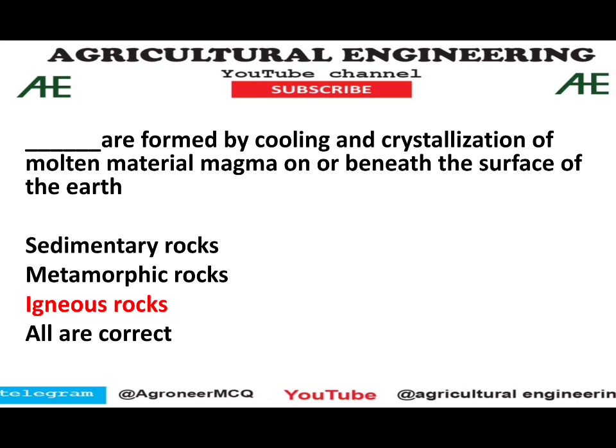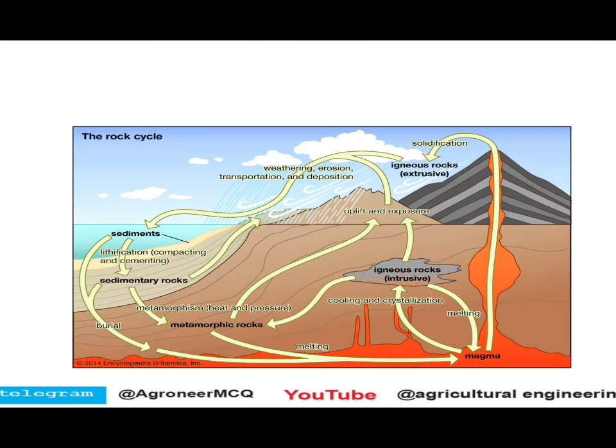Igneous rocks are formed by cooling and crystallization of molten material, magma, on or beneath the surface of the earth. So this is one figure which will explain all three types of rocks. Igneous rocks, which are formed from molten magma. Metamorphic rocks, which are formed by application of heat and pressure. And sedimentary rocks are formed from sediments of metamorphic rocks.